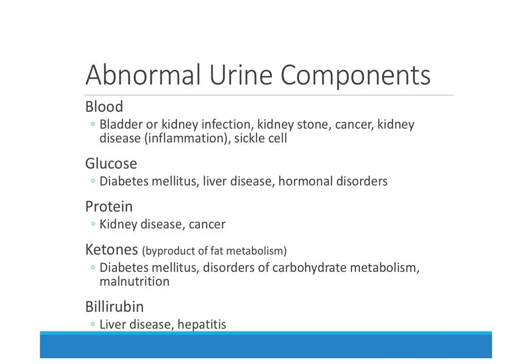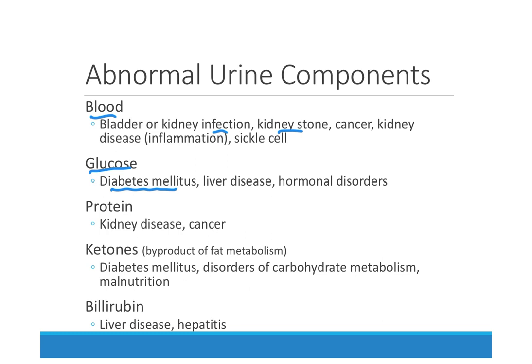There are certain things you don't want to find in the urine. If blood is present, it indicates some kind of infection, either a bladder or kidney infection, perhaps a kidney stone that has damaged the lining of the ureter or the renal pelvis, and then, of course, possibly cancer. Glucose in the urine is a clear sign of diabetes mellitus.